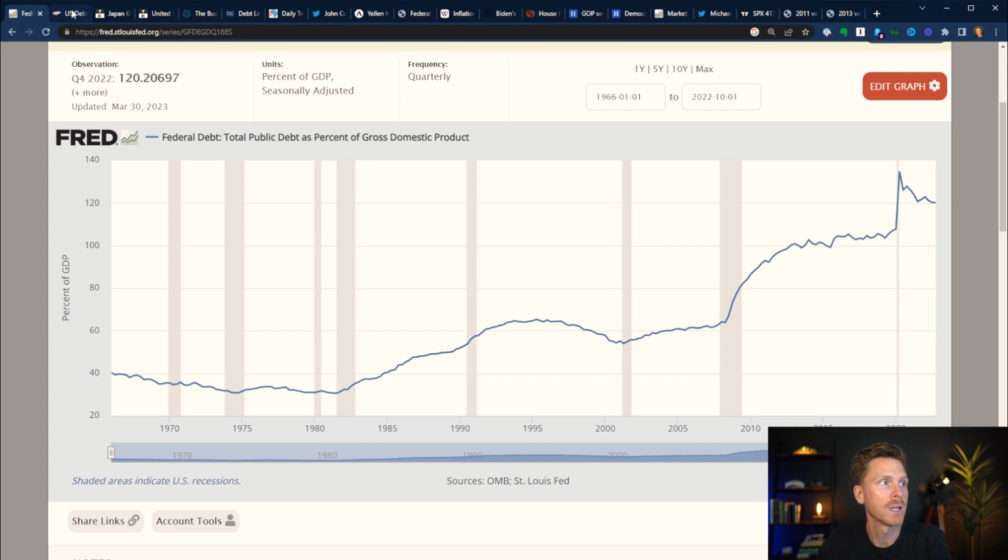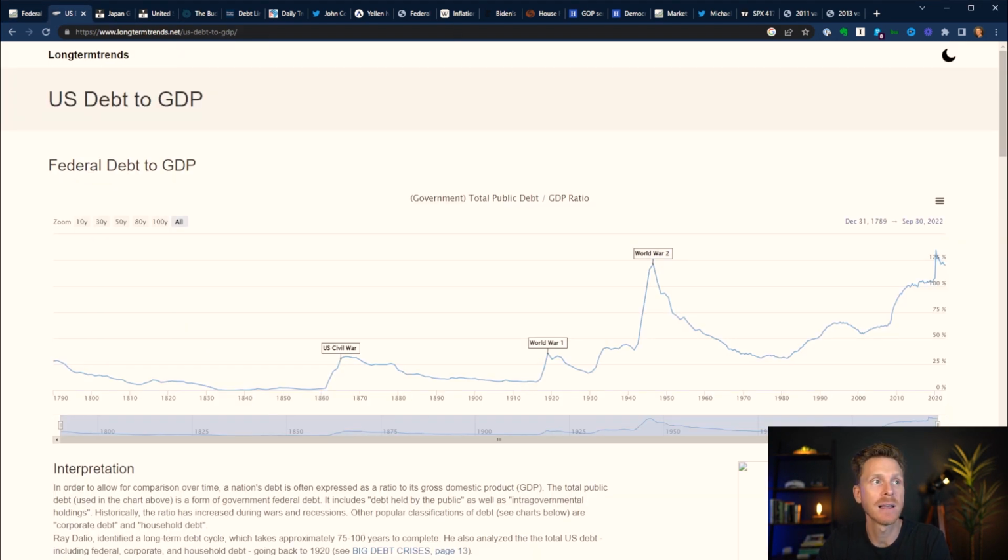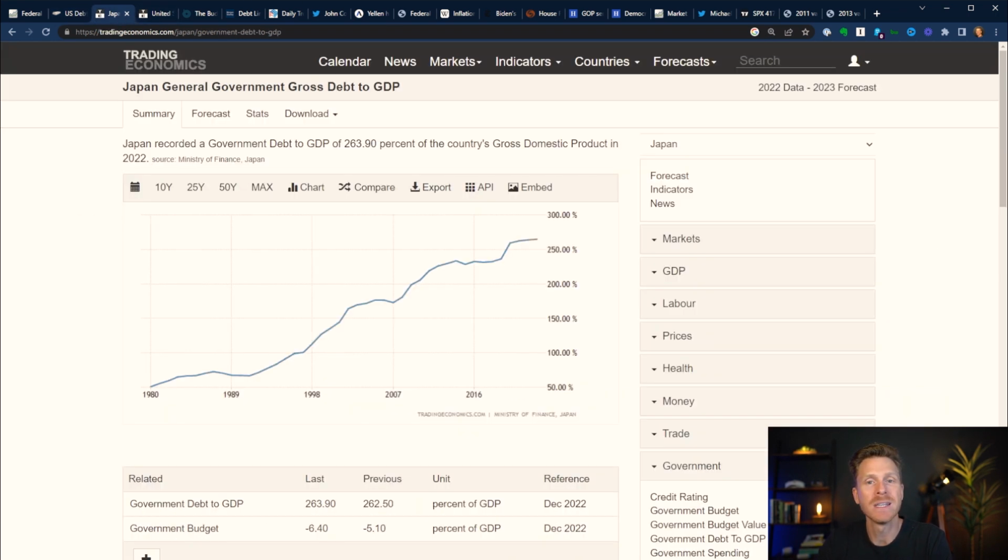Now, 120% of GDP is basically the highest level of debt to GDP we've been at since World War II, and it's basically the highest level of debt to GDP the US has been at in relative peacetime. However, Japan proves that there isn't necessarily a hard limit on the total debt that a country can have relative to GDP, because Japan is currently sporting a 263% debt to GDP ratio, and the US is basically where Japan was back in 1999.